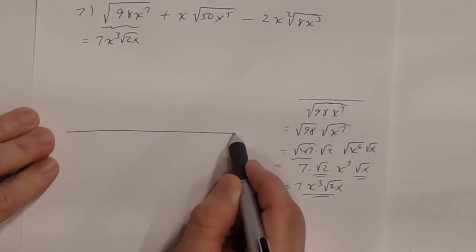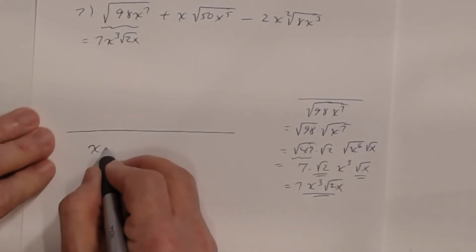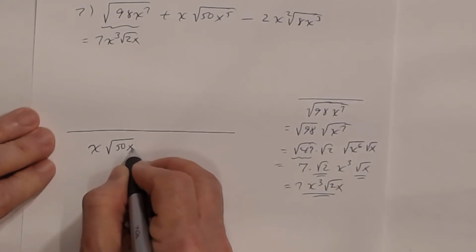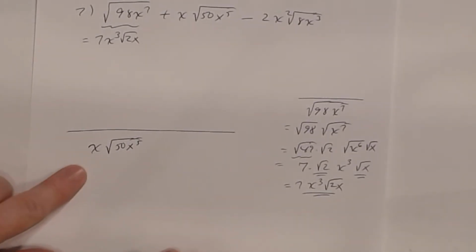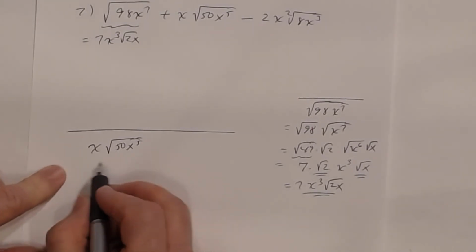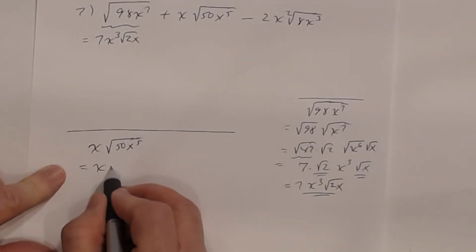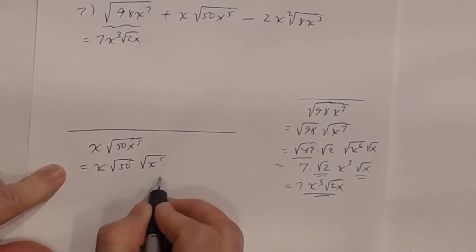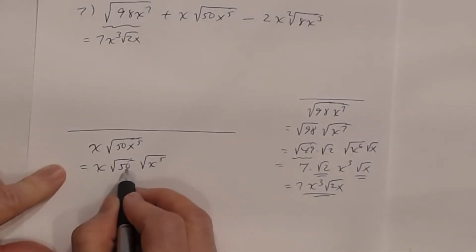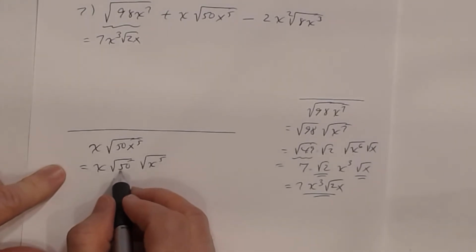Let's do the next one here. So we have x times the square root of 50x to the 5th. Just like you did in previous lessons, I'm going to use the product rule. So I'm going to say x times the square root of 50 times the square root of x to the 5th.